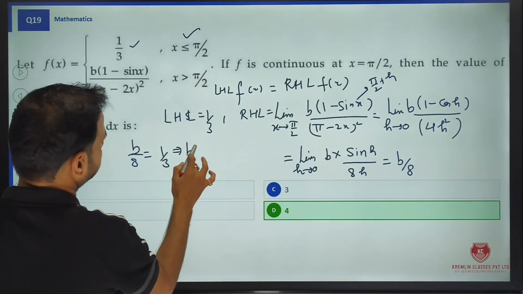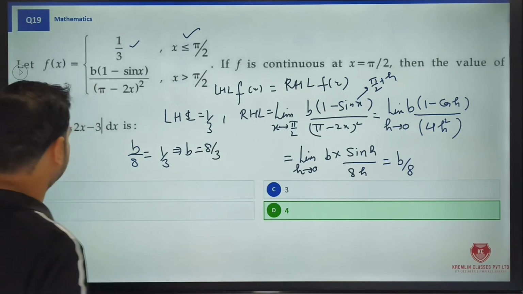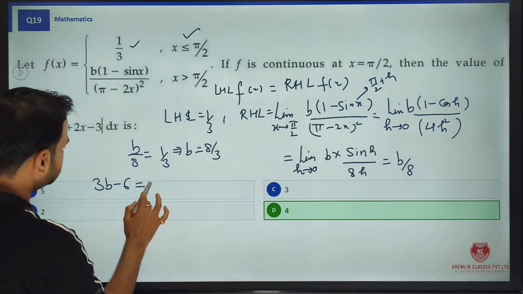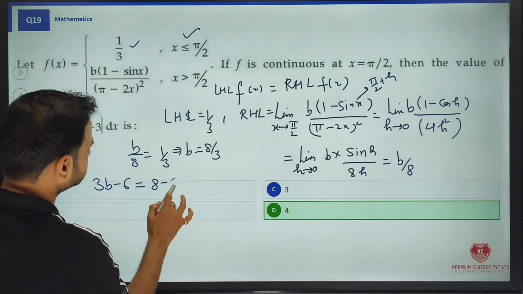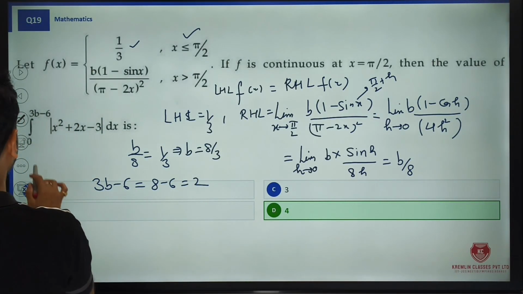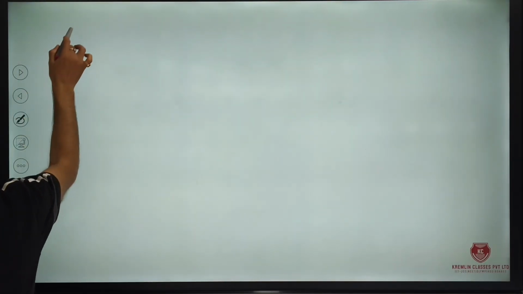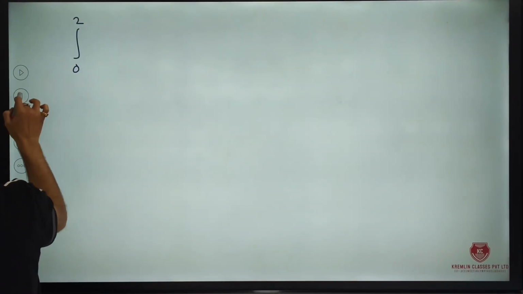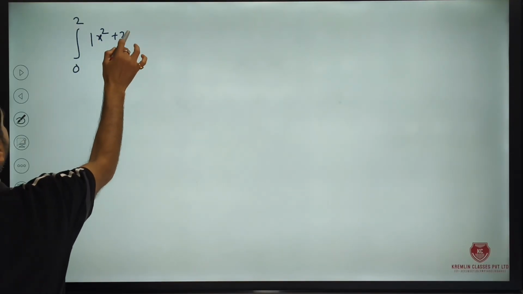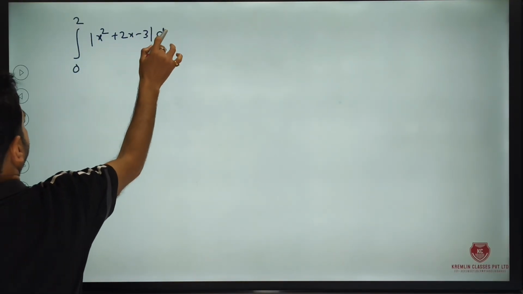So b equals 8 by 3. Okay, now what is 3b minus 6? It will be 8 minus 6, the answer is 2. So we have to find the integral from 0 to 2 of mod of x square plus 2x minus 3 dx.